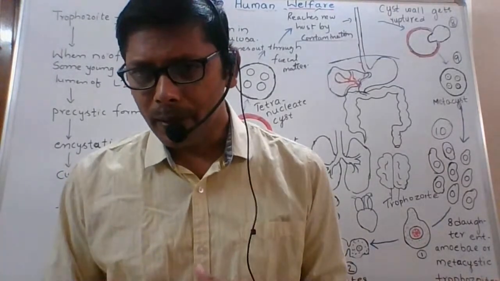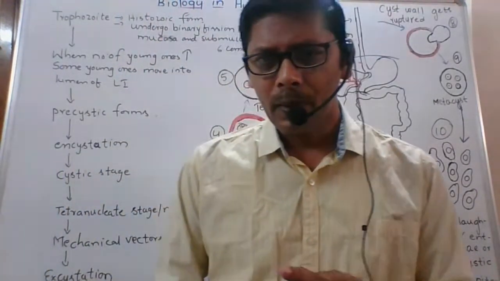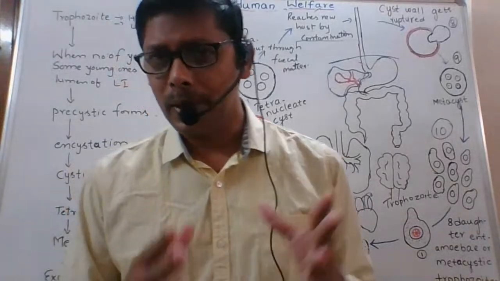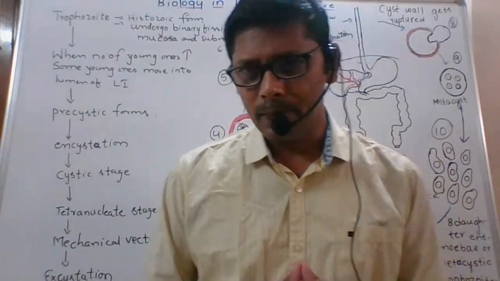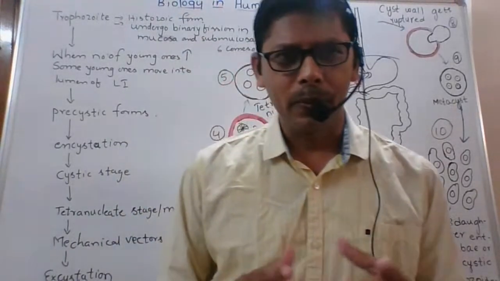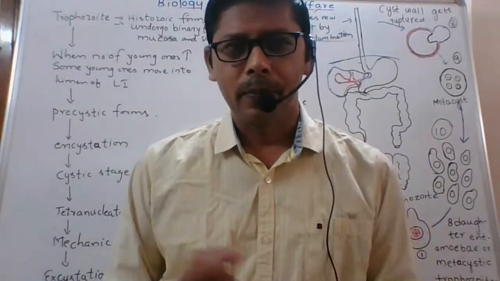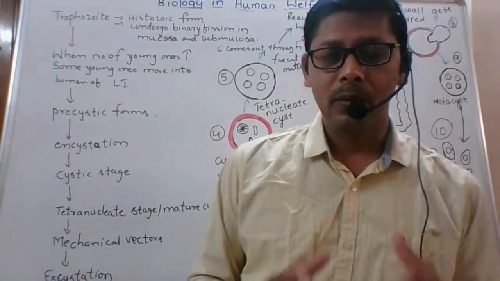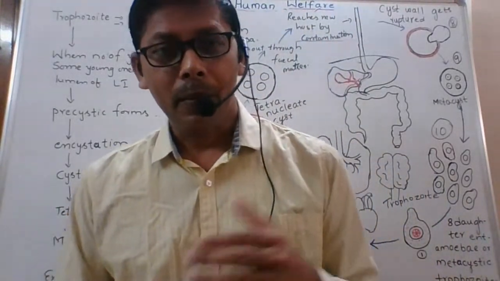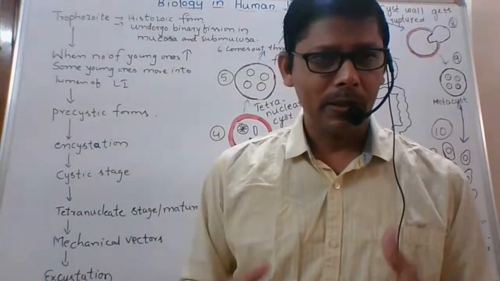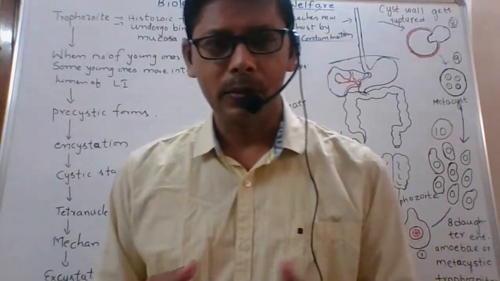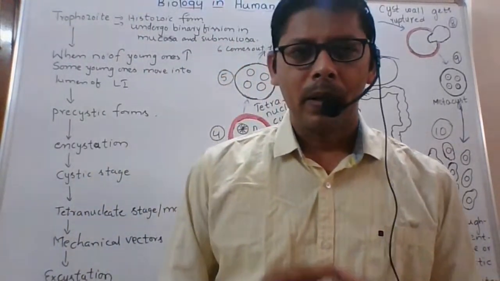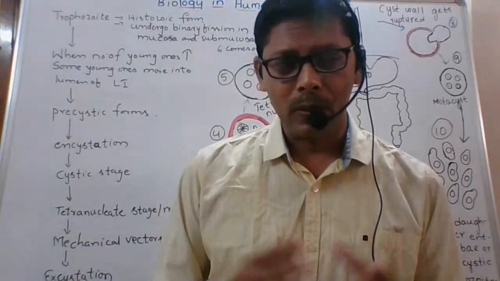Its mechanical vectors are housefly and cockroach. Its mode of infection is contamination through food and water. I'm repeating again because at the end of this session, I will ask you 10 to 15 questions. I will send them, and you have to give me a reply. Next, we'll take the three stages, starting with the trophozoite stage.